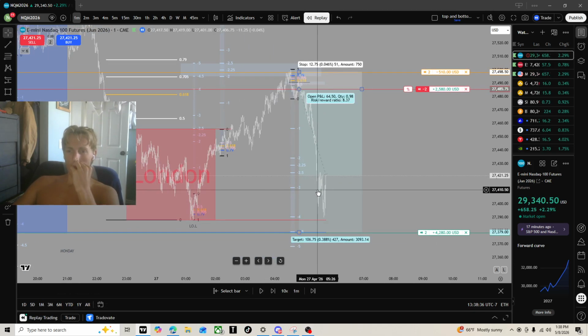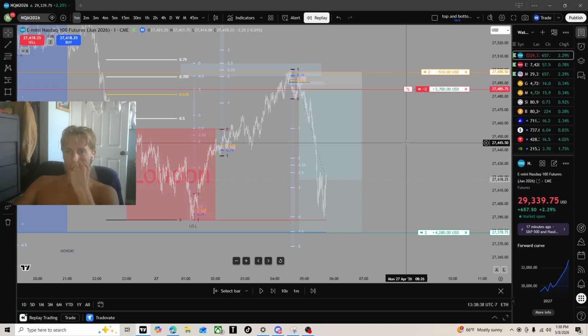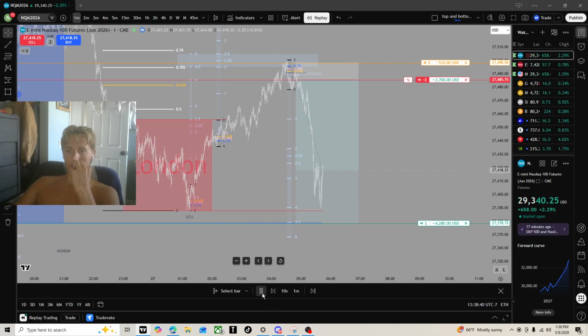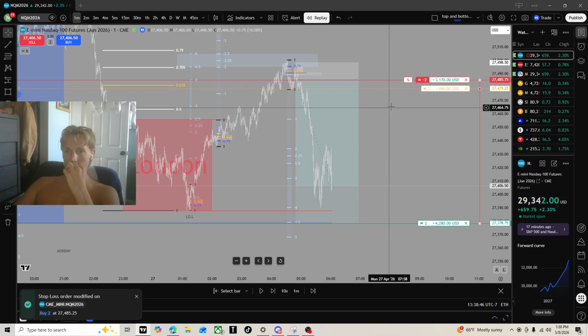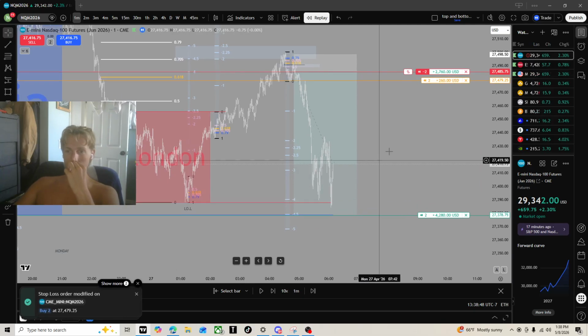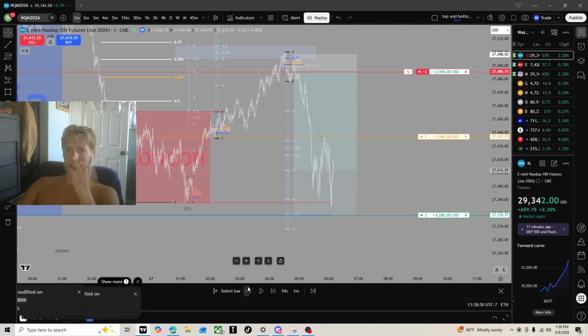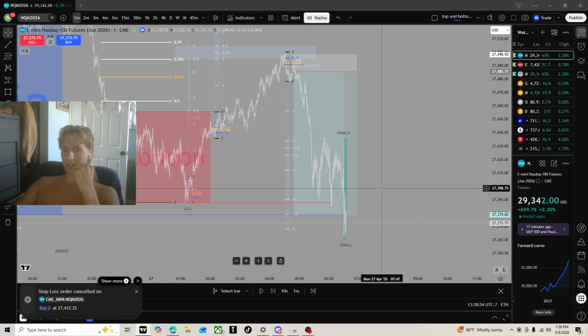Wow. So at this point I'd be break even. Shove my stop to here. And then we put in another peak. Shove my stop to here. And then you can see New York session opens and we play out to the full Asia lows.